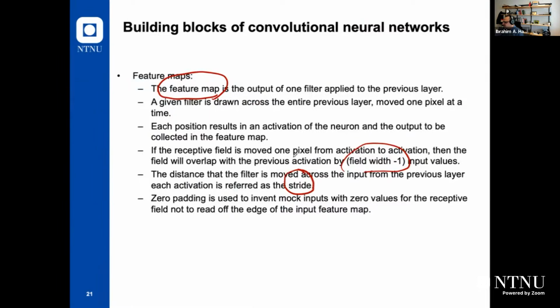There is also something called zero padding, which is used to invent mock inputs with zero values for the receptive field. It's something we add around the whole image, for example, to be sure that the values across the edge or perimeter of the image have the same importance, similar to the internal pixel values.